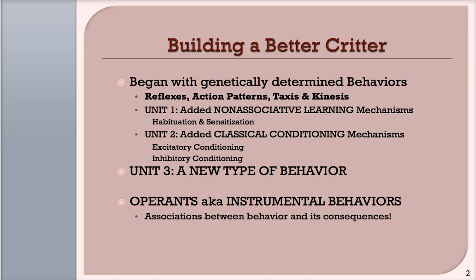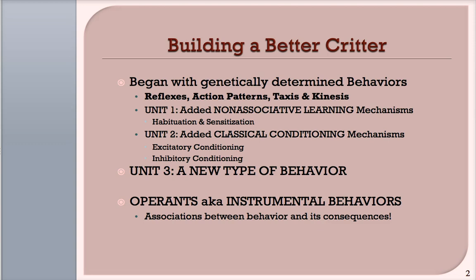So let's start off going back and revisiting where we've been in terms of this little critter that we're trying to bring into the 21st century in terms of its sophistication and its ability to adapt to the environment. We started with genetically determined behaviors, things like fixed reflexes and action patterns and taxis and kinesis. In Unit 1, we added non-associative learning mechanisms, the ability to modify these reflexive-like behaviors through habituation and sensitization. In Unit 2, we added classical conditioning.